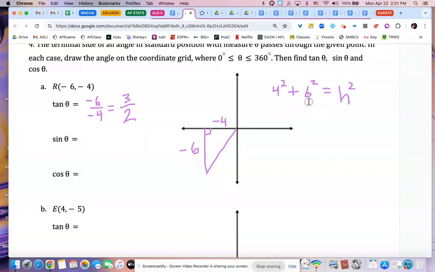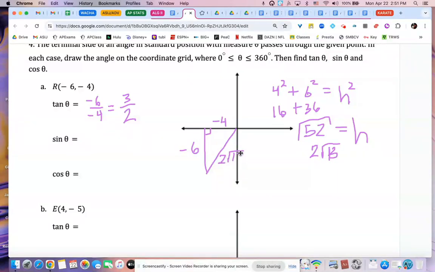This is 16. This is 36. That gives me 52. Take the square root of it to get your hypotenuse. And that will simplify into 2 root 13. Do I have to simplify it? Well, you should, yes. So 2 root 13. That's the hypotenuse.